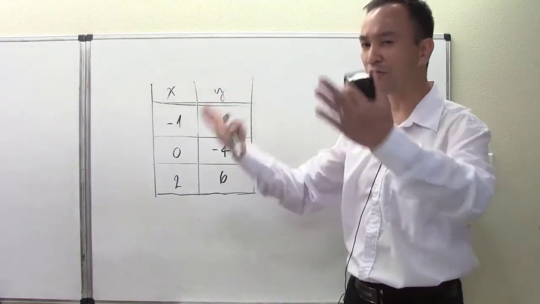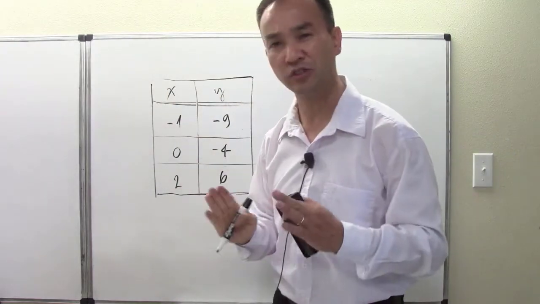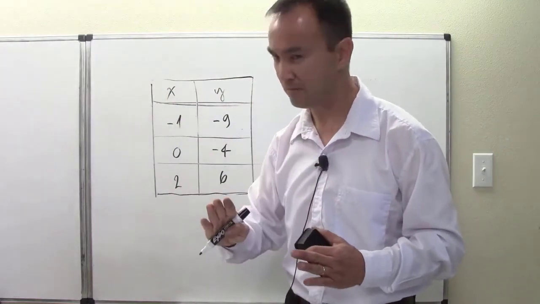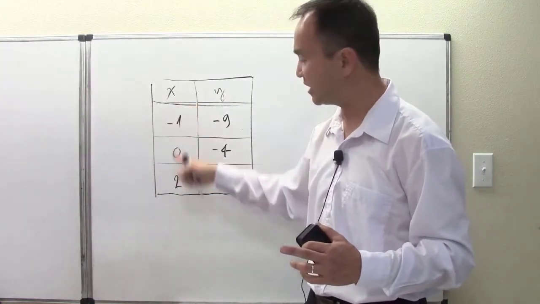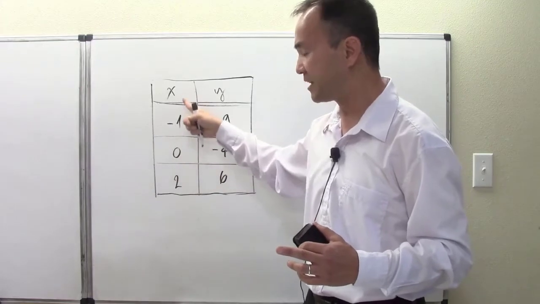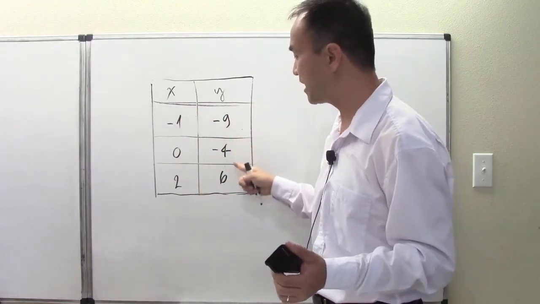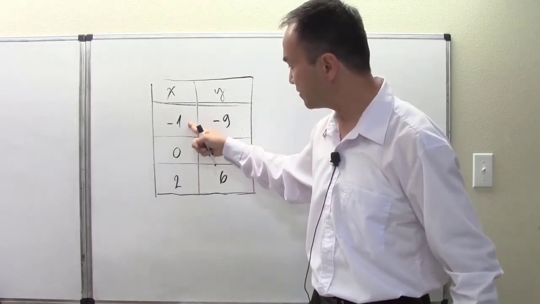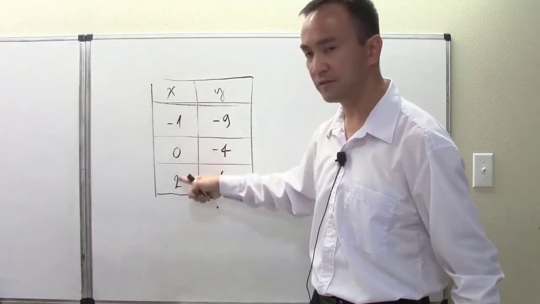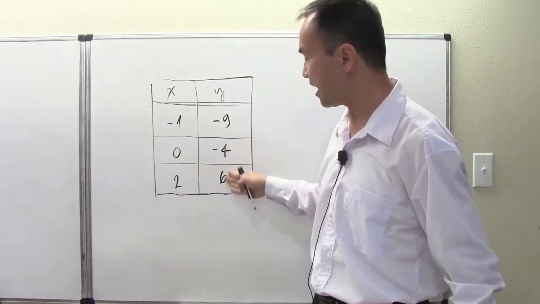So now roll yourself back to that position where you just simply received a table. Somebody gave it to you: here you go, here's a table. There's the x variable with a few values here, and there's a y variable listing a few values here. So these values, the -1, the 0, the 2, are the values for the x variable. The -9, the -4, the 6 in this column are for the y variable.